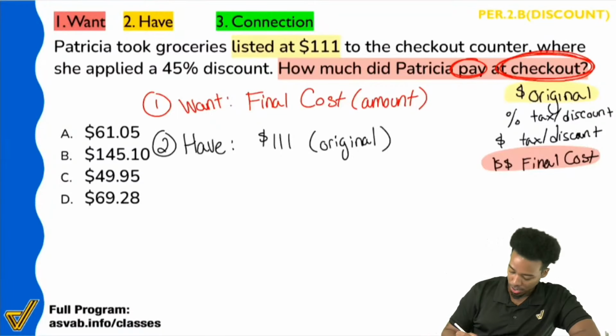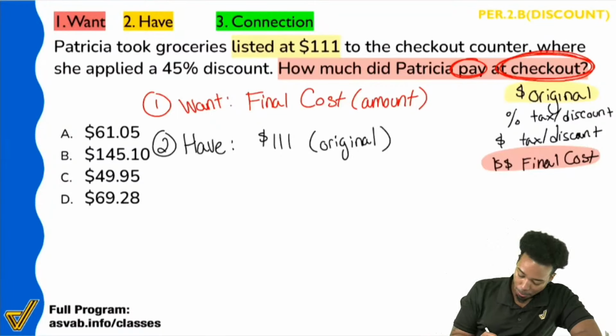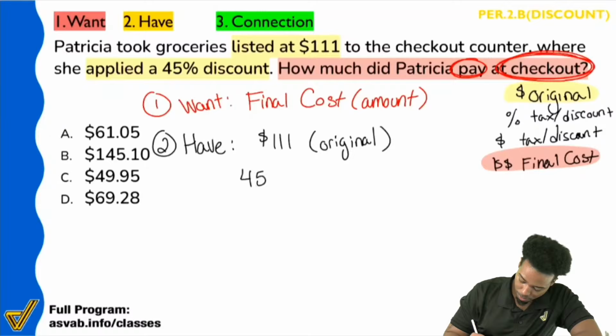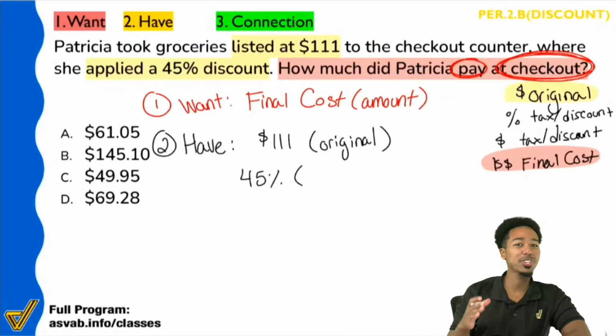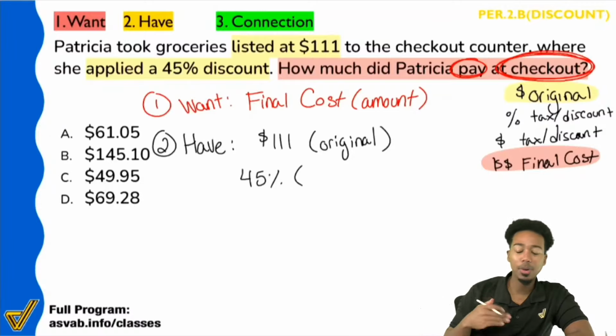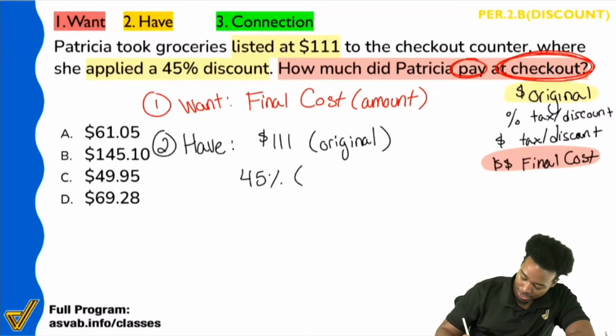Then you see here, she goes to the checkout and she applied a 45% discount. So everybody, what does that 45% represent? The discount, but what about the discount? Is that the amount of the discount or the percent of the discount? It's a simple question, I know, right? But I still want you to answer. I know it's a very obvious question, but I want you to really say it though. That's the discount percent.